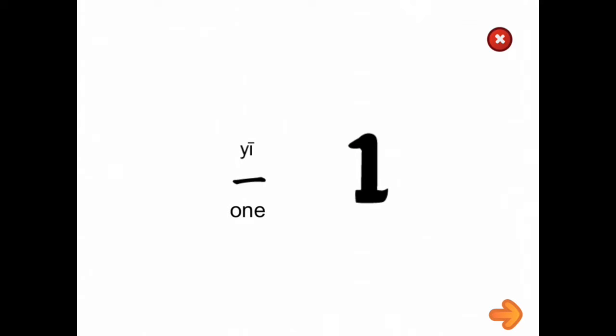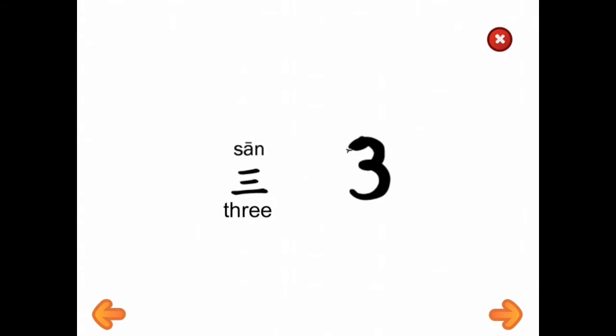Use your magic shading finger to color in the picture. Repeat the word out loud in Mandarin. Yi. One. Er. Two. San. Three.